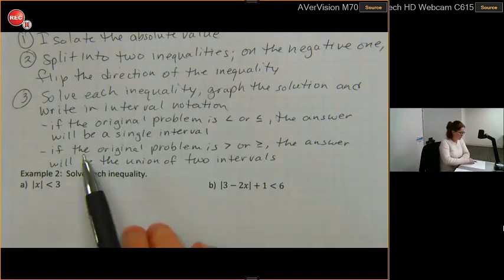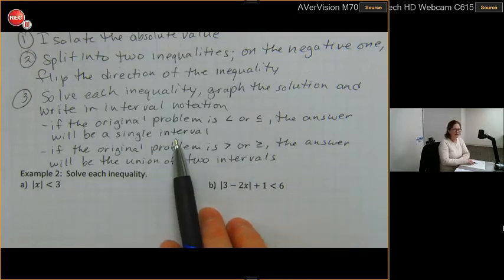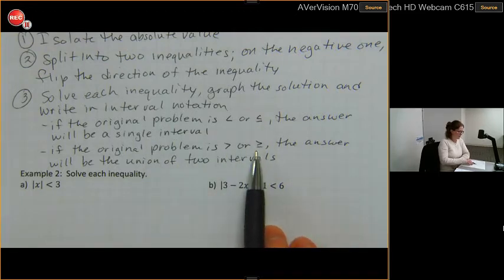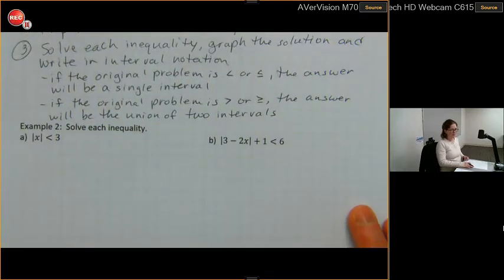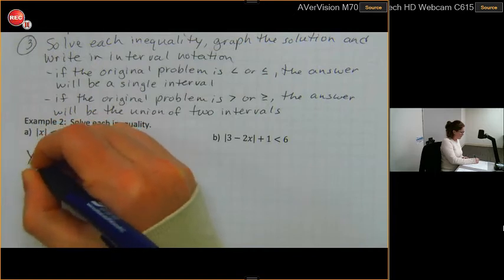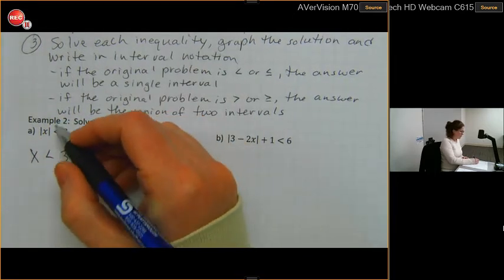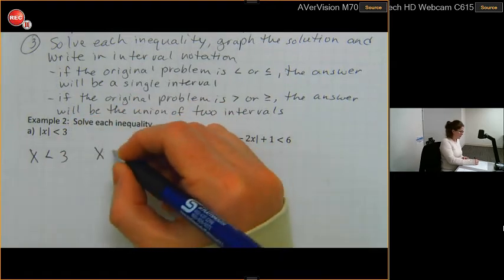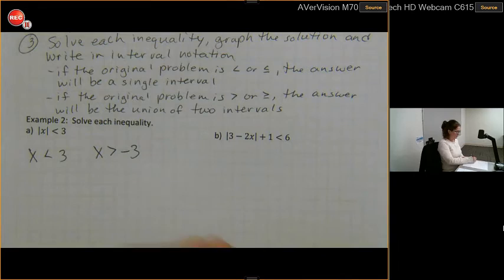And then if the original problem is one of the less thans, the answer is going to be a single interval. If the original problem is one of the greater thans, the answer is going to be the union of two intervals. So on example 2, part A, my two inequalities, I have one where I just drop off the absolute value. The other one, I switch the direction of the sign and make the 3 negative.